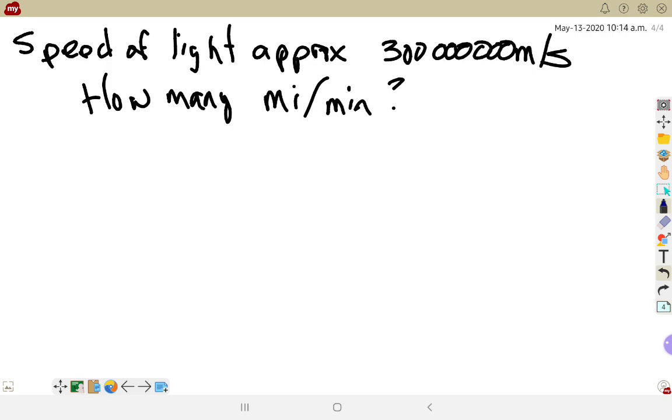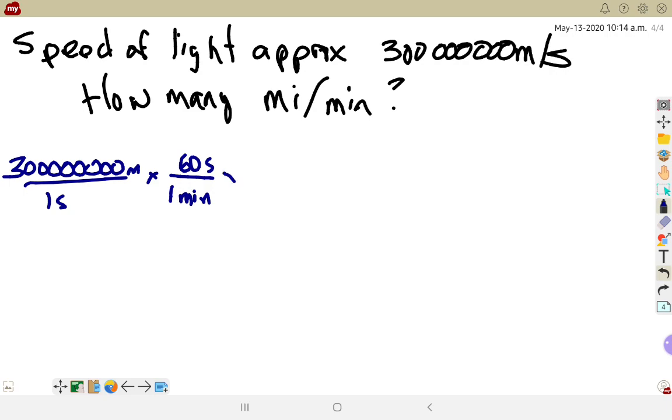Okay. Now, I'm going to go back to that speed of light. Speed of light, approximately we said 300 million meters per second. Well, how many miles is light traveling in, let's say, a minute? Okay. So again, I'm going to start out with my 300 million. 1, 2, 3. And we got meters. And then I've got my seconds down here. So let's start off. I'm going to say there's 60 seconds in a minute. Okay. So I've changed my seconds into minutes. But now I got to go from meters into miles.